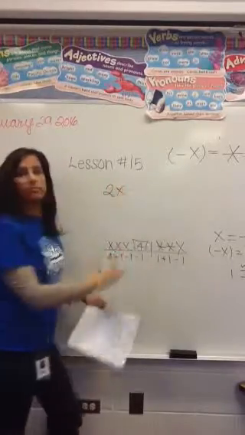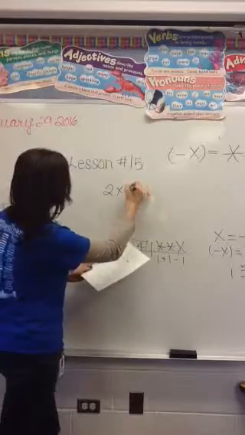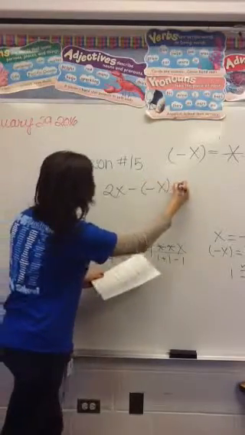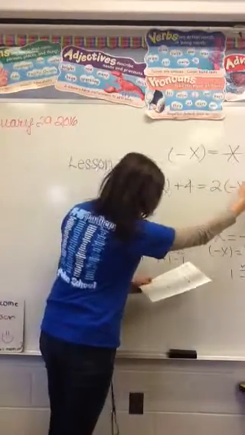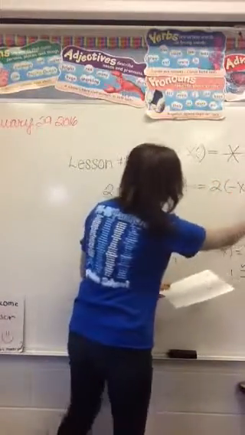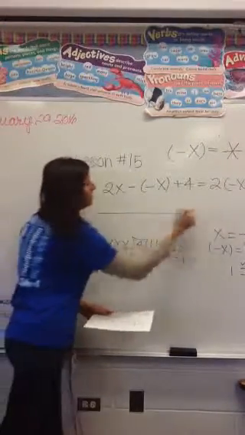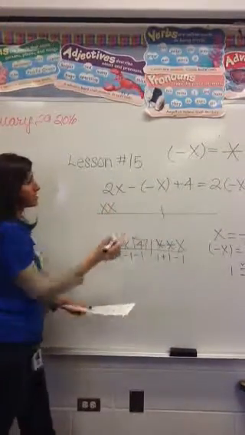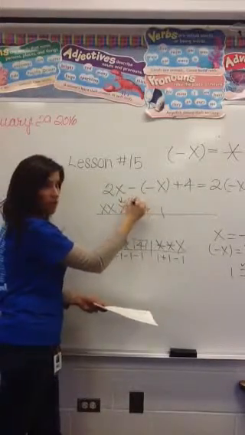So we have 2x minus negative x plus 4 equals 2 times negative x. So I want you to set this up with me, so you can figure out what you did. So you have 2 x's. To subtract your negative x, you have to add a 0 pair, right?